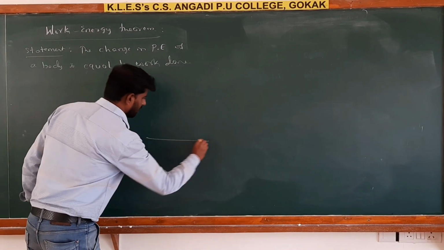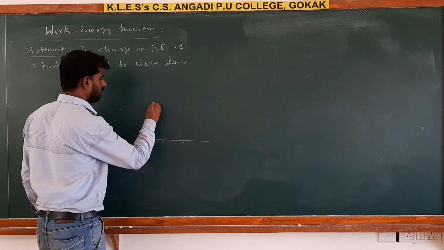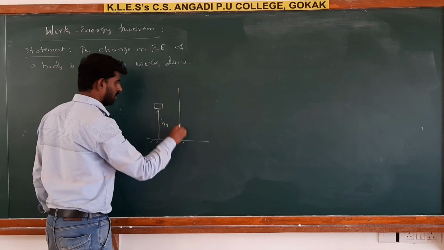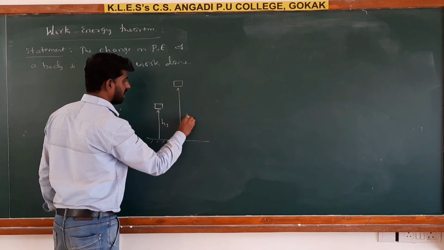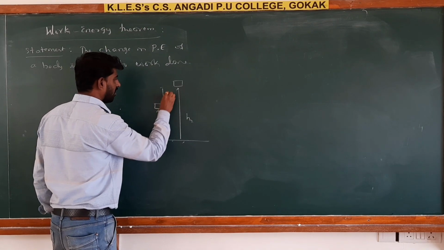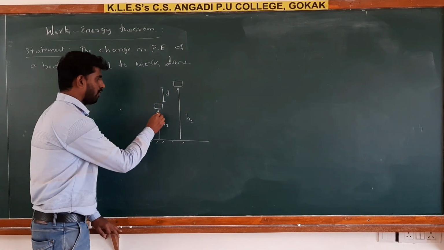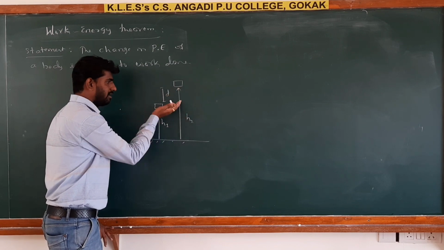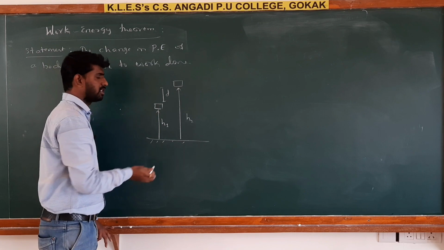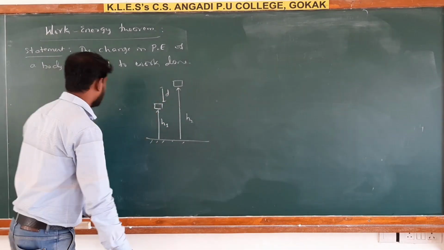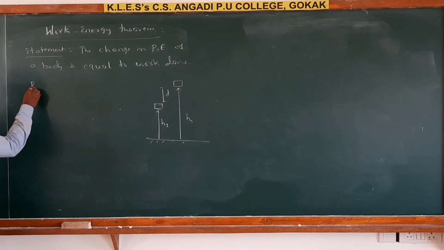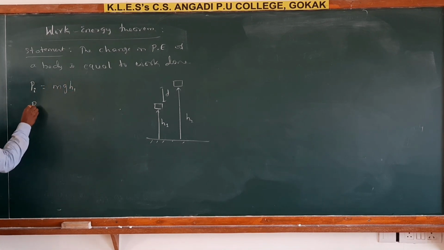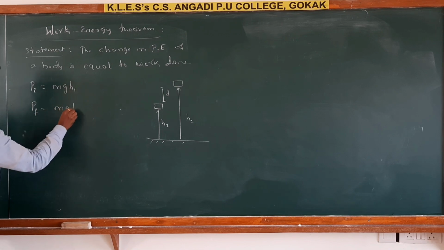So this is the ground. There is a body here at a height h1, and we have lifted it up to a height h2. The distance between these two, I call it d. Initially the body is at height h1, later it is lifted to height h2, and the displacement of the body is d. I can write the initial potential energy as mgh1, and the final potential energy as mgh2.